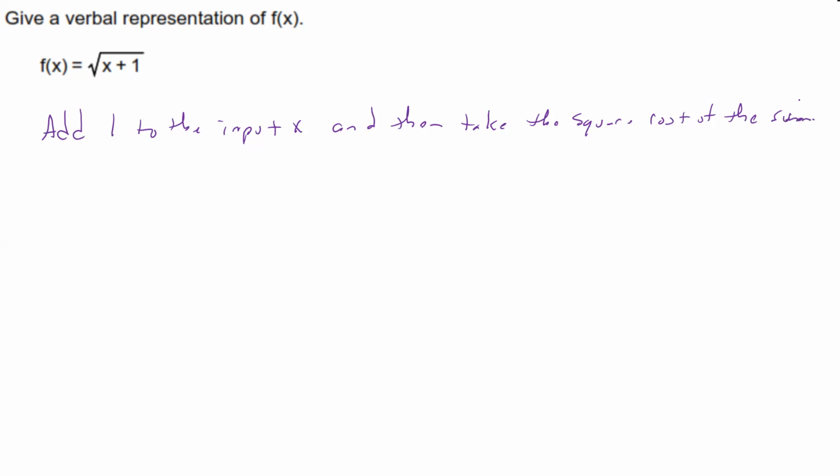Okay, so we're going to sum the two together. We're going to add 1 to the input x, and then we're going to take the square root of the sum of those. And that's going to give us our value, f of x or y, depending on how we want to do it. So that's really all we're doing. And we've done it the other way earlier. We had to write the equation, it was like 6x minus 1, and then we had to write it from the words into the function itself.